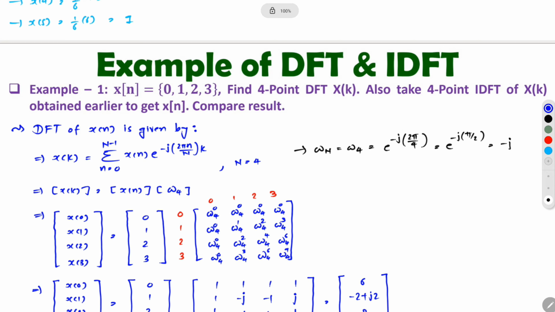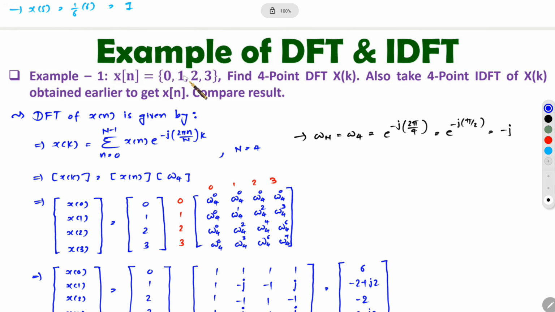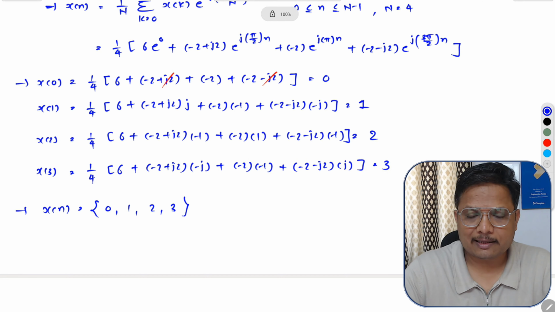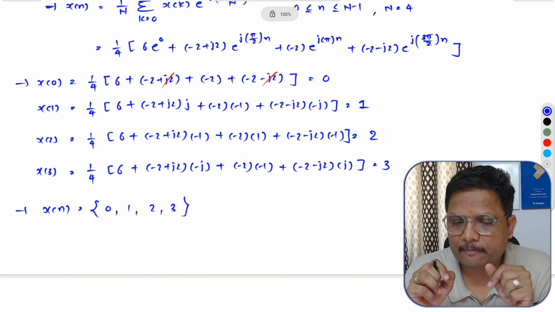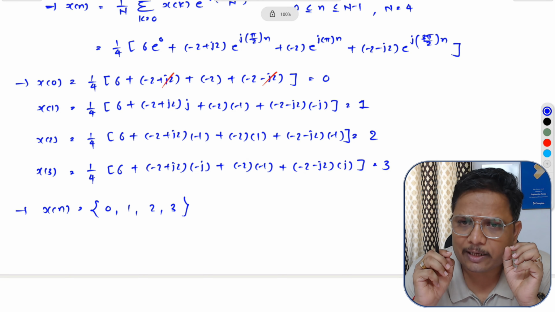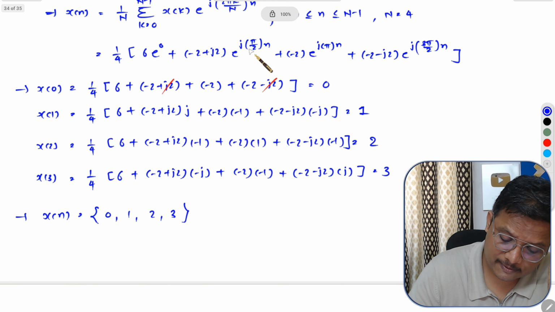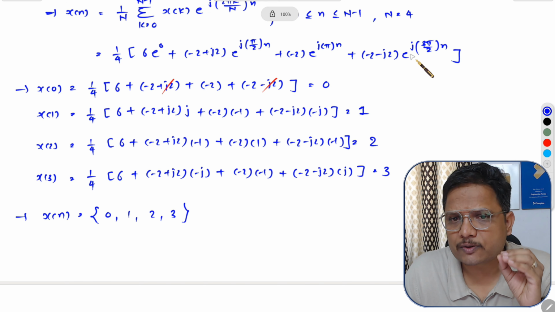So in this problem, first I have calculated the DFT. After the DFT, I have calculated the IDFT. And if you compare the results, both results are the same, as you can observe. If you do this calculation, you will get the same results only. I think now you have a fair idea about how to identify the DFT and the IDFT. The only thing is, you need to understand the calculation of these e to the power terms. If you know this calculation, it will be easier for you to solve the problem.